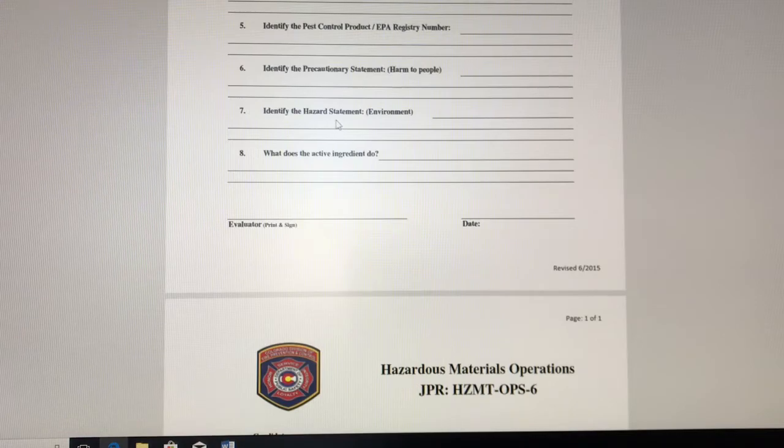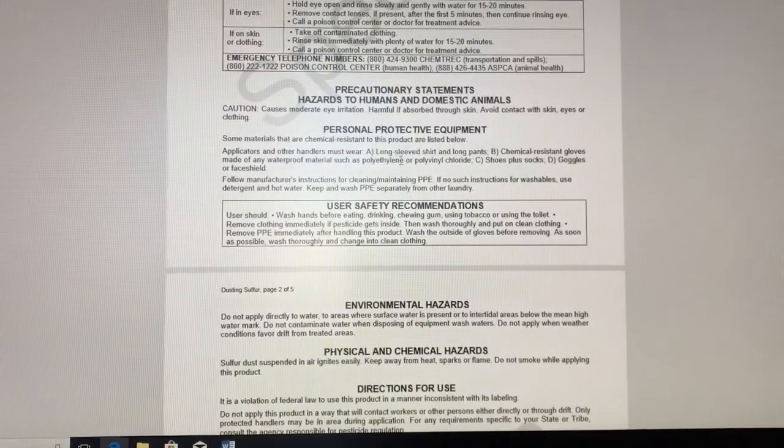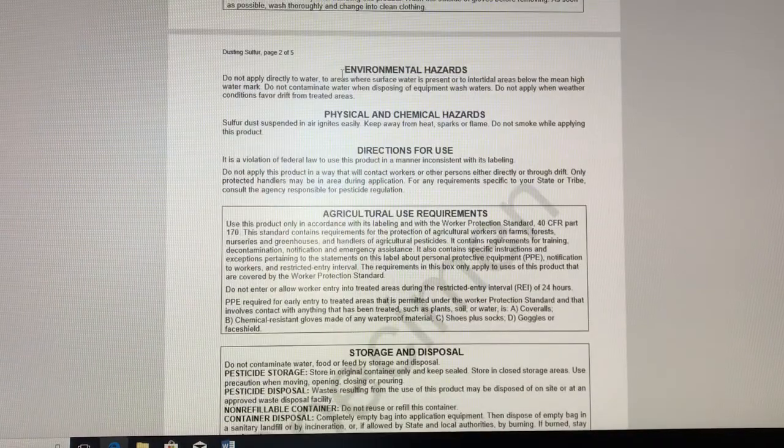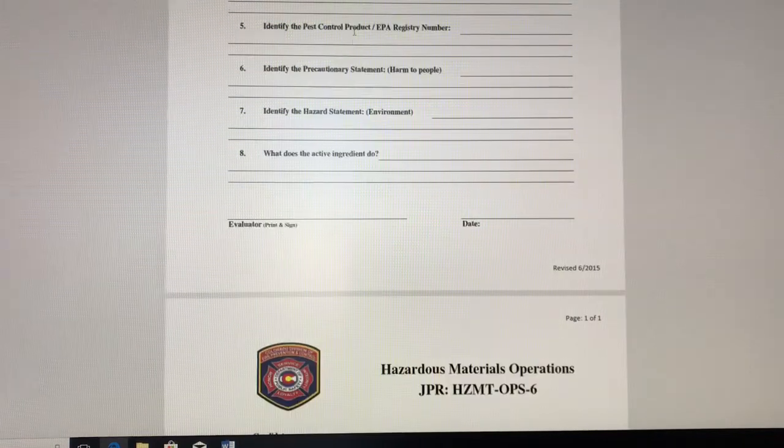Next, there's a hazard statement related to the environment. That's going to be located separately. In this case, it's very close. Environmental hazards. It's right here. This is one of those times where I would copy down, almost verbatim, the key points of this. Do not apply directly to water, to areas where surface water is present, and so on. I would use all of this information. We want to identify what are the hazards of this product if it gets into the environment. So we've identified that precautionary statement for the hazard to people, and we've identified a hazard statement for the environment.